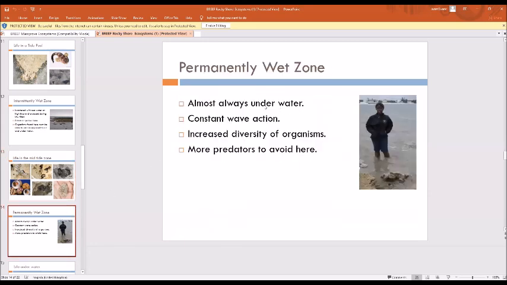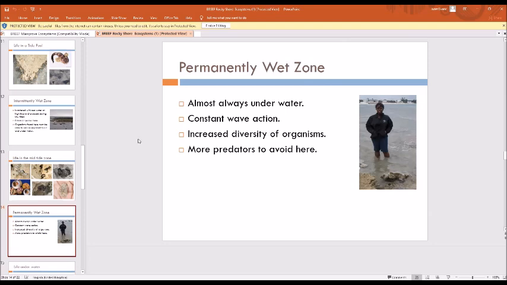Okay, next we have the permanently wet zone. This zone is basically always going to be covered by water. This is the part that's covered by water even at low tide. Now, when it comes to this zone, I have some points here already that you can see.